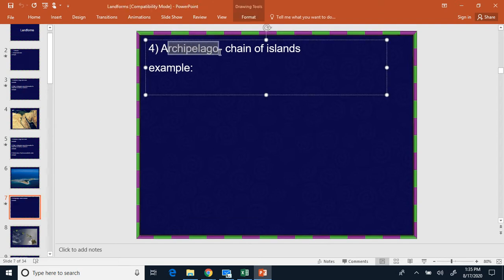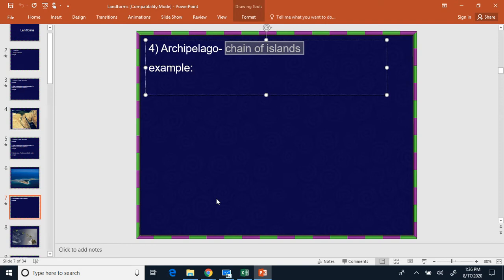Next bullet, archipelago. And then make a one, chain of islands. So an archipelago is a chain of islands. It just means a whole bunch of islands that are close to each other, just kind of right next to each other. That's what an archipelago is.